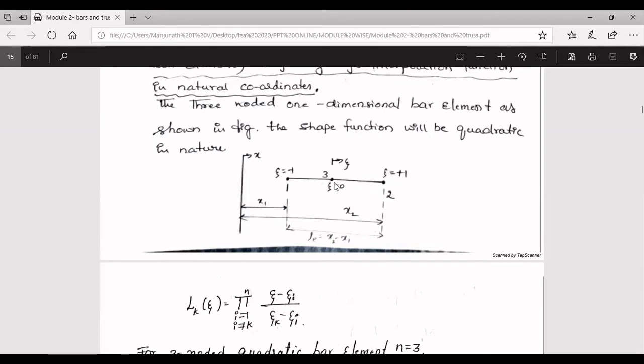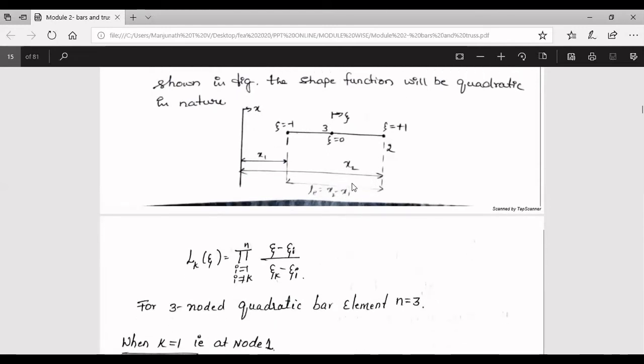At the center, the element must be discretized with equally spaced nodes. So at the center of this element the third node is located, so that the zeta value will be equal to 0. Then the variable x has a variation: at node number 1 it is x1, at node number 2 x is equal to x2, and the difference always gives the effective element length.